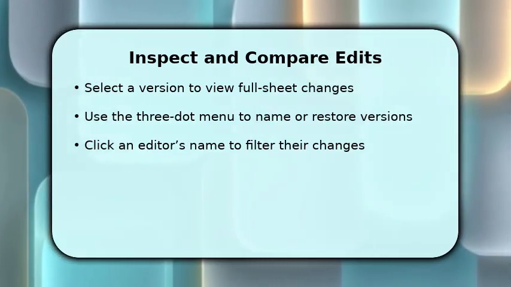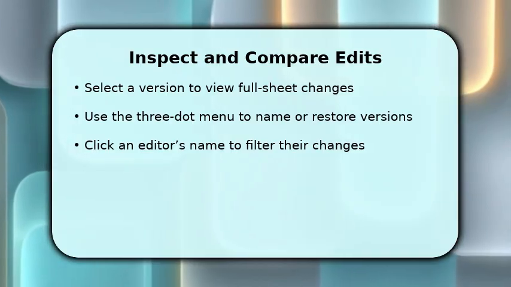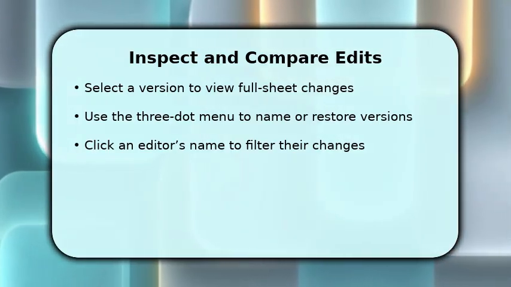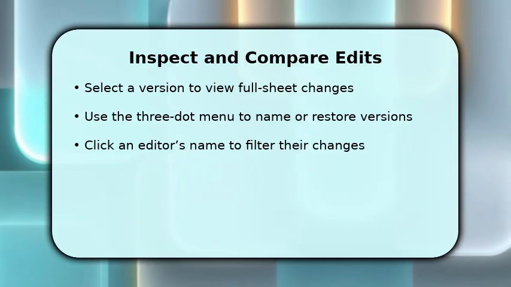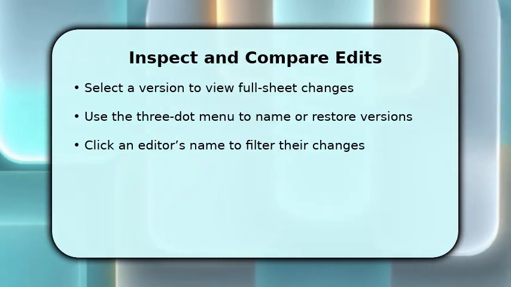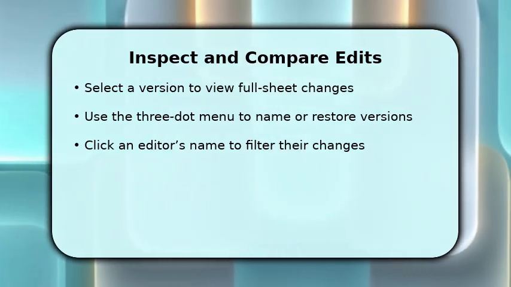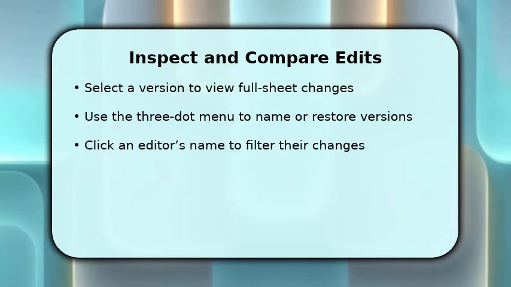Once done, use the editor filter to isolate one person's edits, which helps when debugging formula changes or accidental deletions. Remember to compare two close timestamps if you need to find the exact cell-level modification.